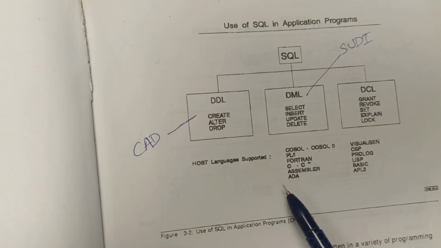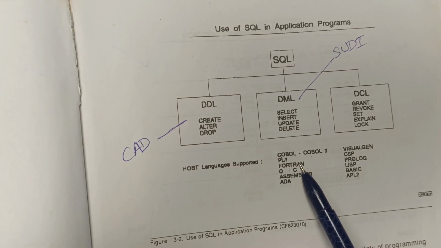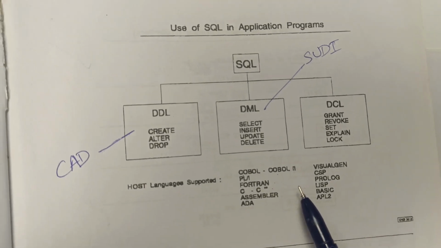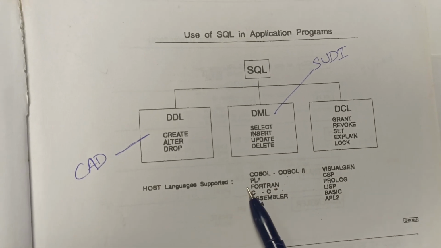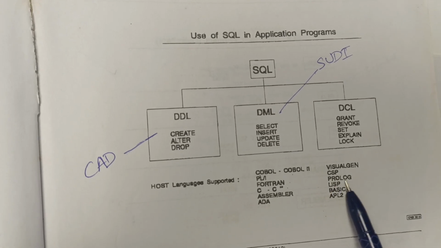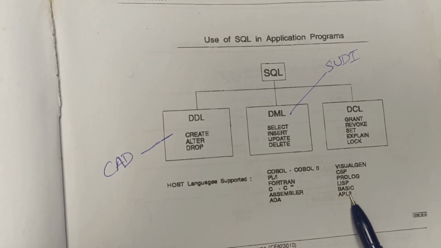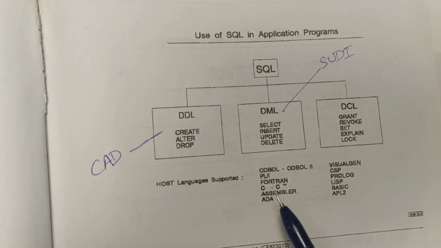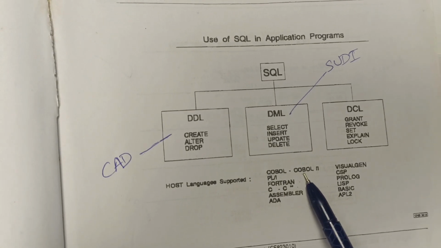These are the host languages supported. The different languages it supports are COBOL 2, PL/I, Fortran, C, Assembler, ADQ, VisualGen, CSP, LISP, Basic, and ALP. But in this topic I am going to cover only COBOL.